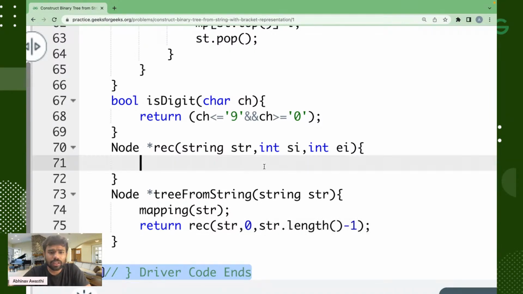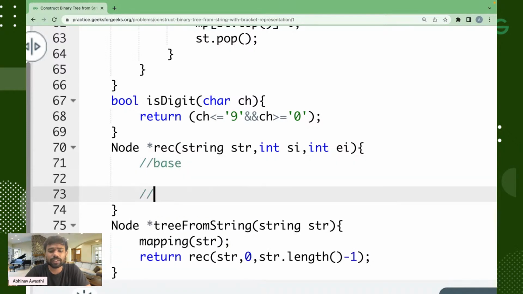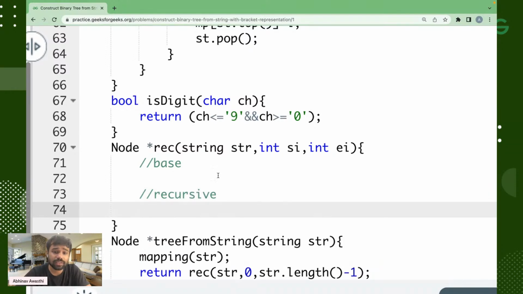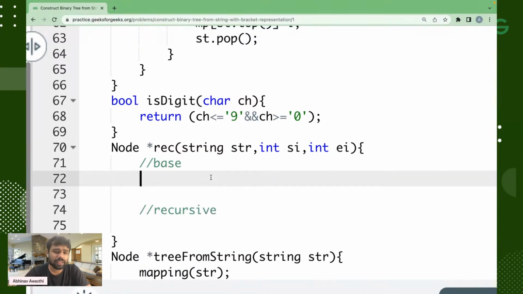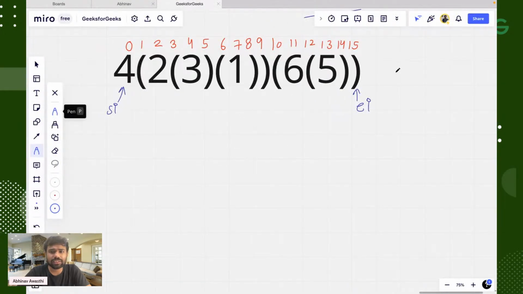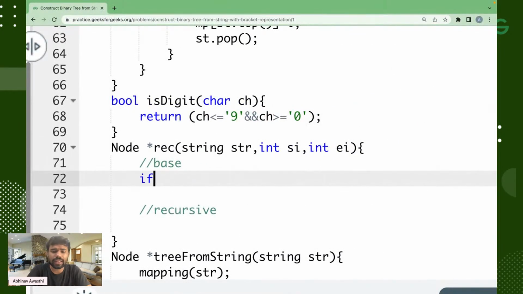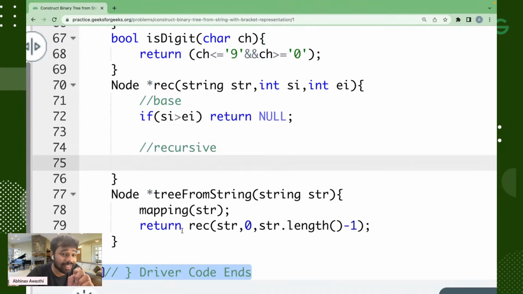Because we have a recursive function, we obviously will have two cases: the base case and the recursive case. In the base case, we will simply write an if si is greater than ei, because starting index cannot be greater than end index. In that case, we will simply return null. That is the base case. I will tell you why. Now let's talk about the recursive case. That's very much important.